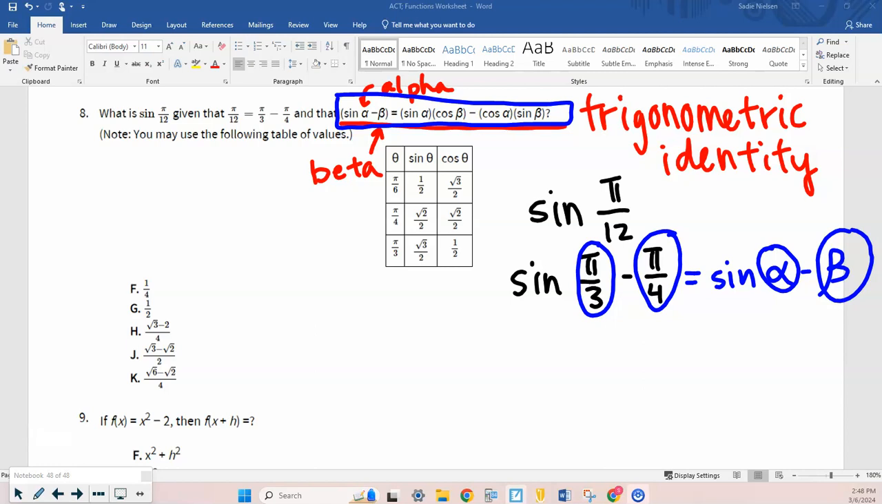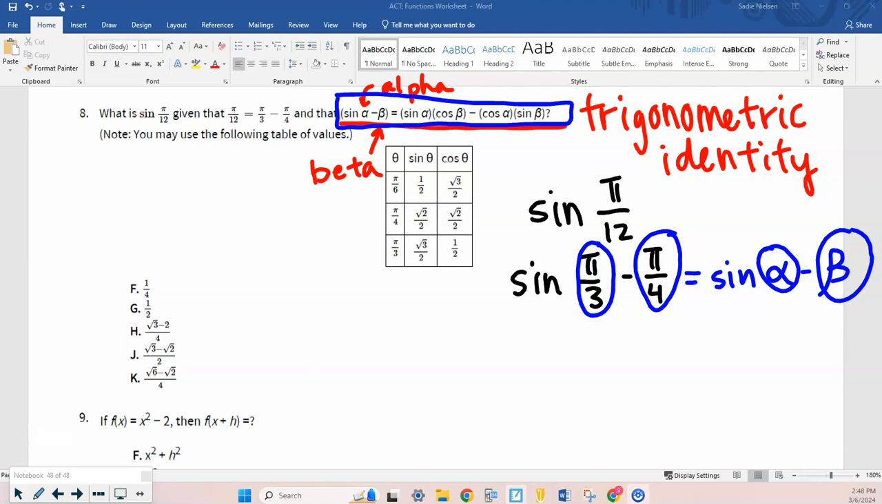How do you know it's alpha and beta? How do you know pi over 3 is alpha? Oh, good question. So what you're doing essentially is matching up. What it would be is you're comparing.